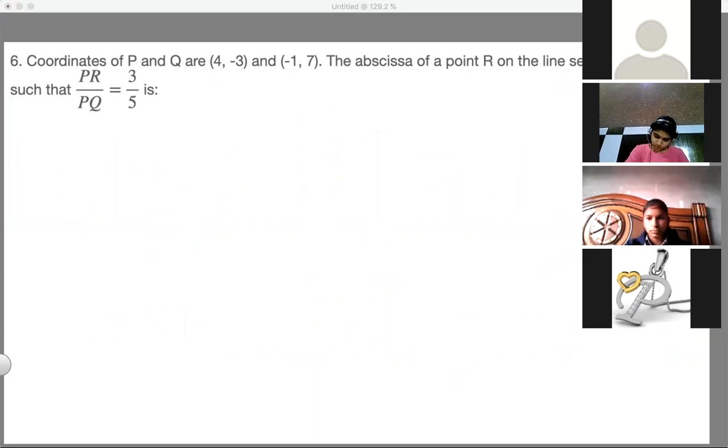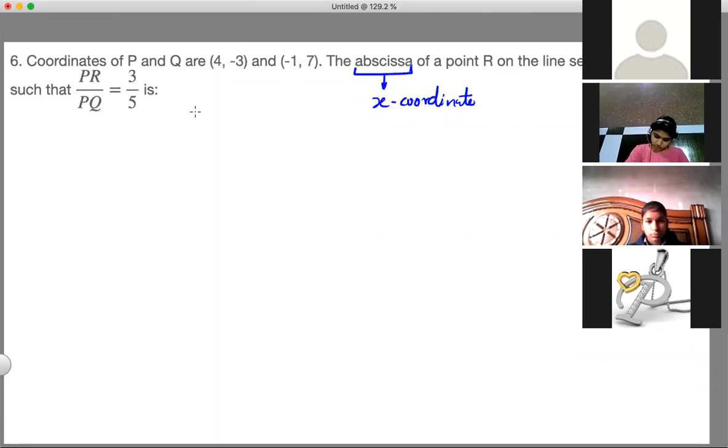Coordinates of P and Q are given. The abscissa, what is the meaning of abscissa? Sir, x-axis for coordinate. X coordinate. Okay, X coordinate of a point R on the line segment PQ such that PR by PQ is equal to 3 by 5. Okay, so how will we do this? Sir, in this it will be 3:2. Very very good.